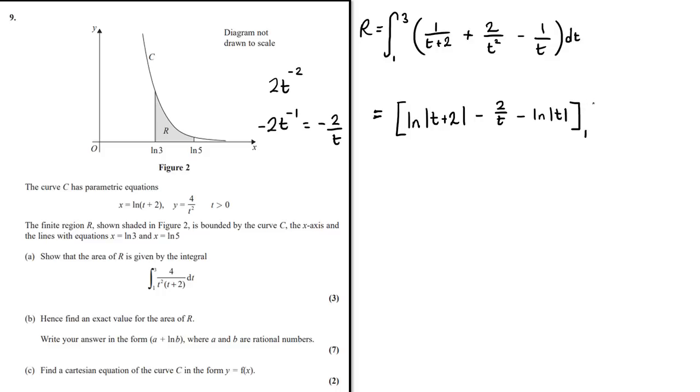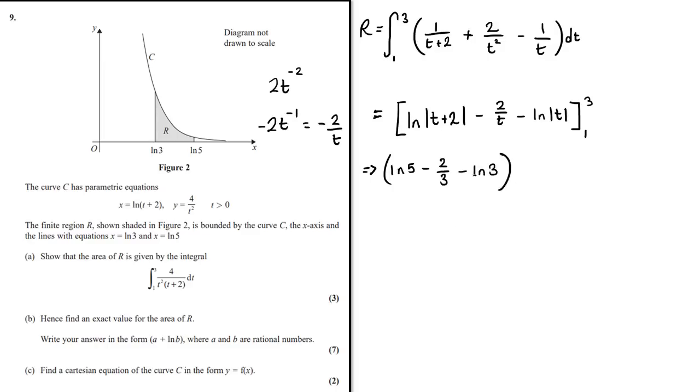Okay, now our lower limit is 1, our upper limit is 3. And from here now, all we need to do is actually substitute our limits in. So remember, we start with the upper limit. So substituting the upper limit in first. So that's going to be the natural logarithm of 3 plus 2. So that gives me the natural logarithm of 5. And what I'll do is I'll put this all in one bracket first for the upper limit. We then do minus 2 over t, where t is equal to 3. So that's minus 2 over 3. And then finally, this is minus the natural logarithm of t here, where t is equal to 3. So that's minus the natural logarithm of 3. So that's the upper limit.